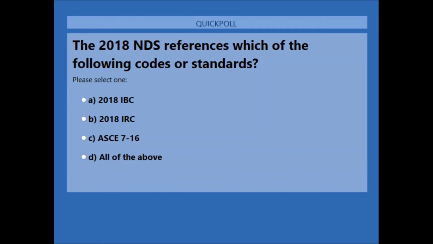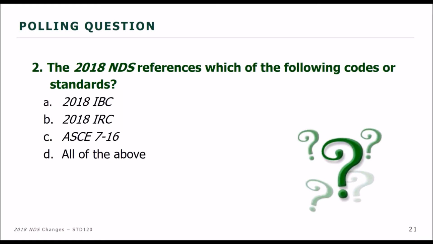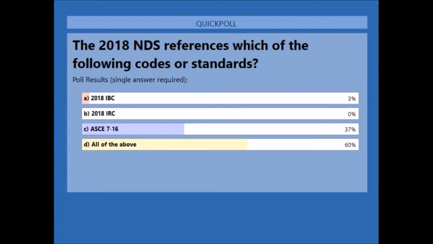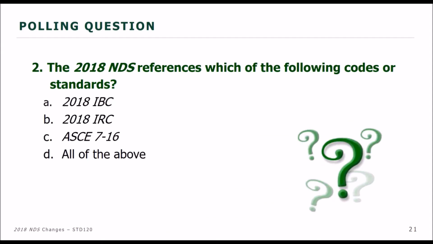Great, 50% have already voted, and we're only 25 seconds in. So I'm going to close this at 80%, and we are already there. I'm going to go ahead and share the results. So let me see. 60% say all of the above. 37% say ASCE 7-16. 3% say 2018 IBC, and none say the IRC. So I'm going to give this back to you, Michelle, for the real answer.